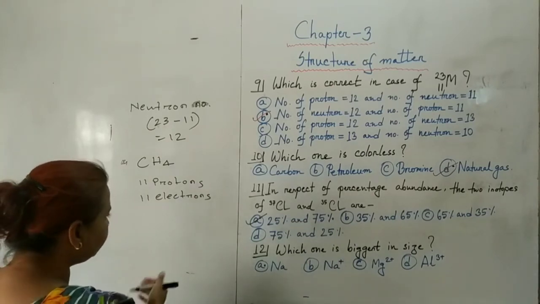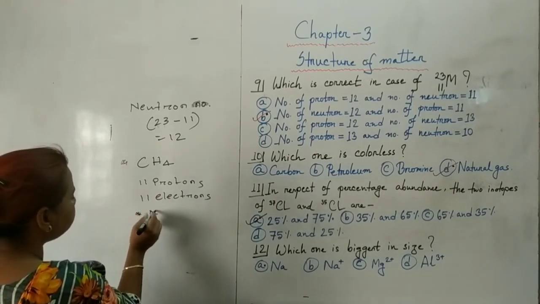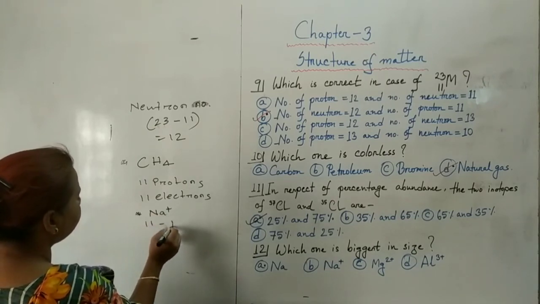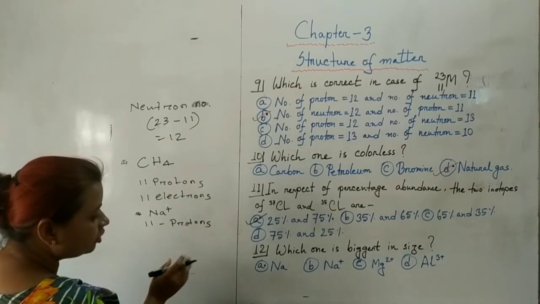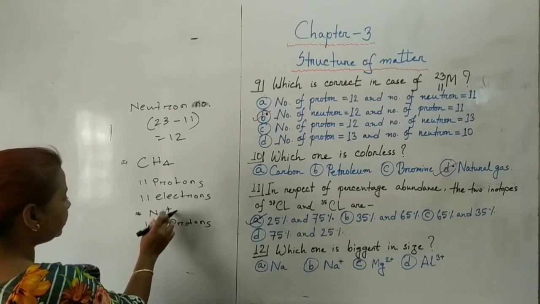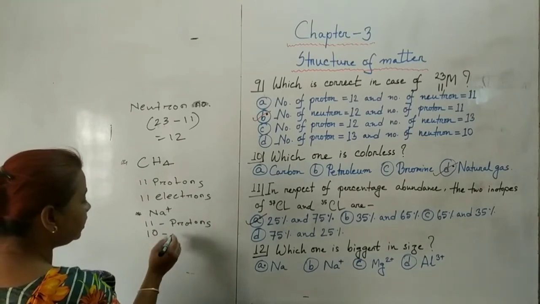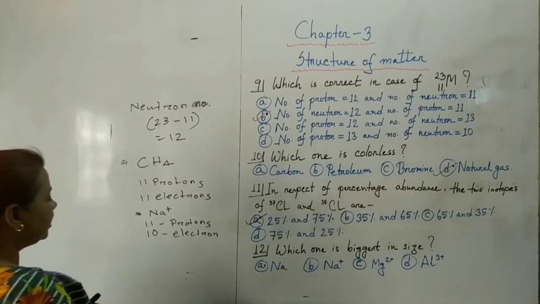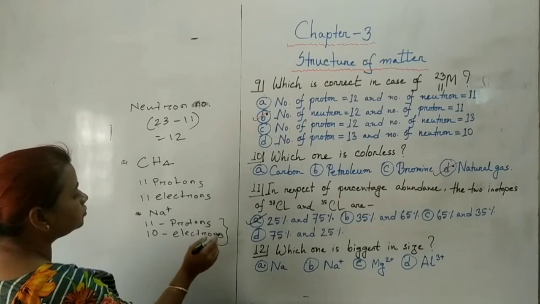But in case of sodium ion, the protons remain 11, but the number of electrons is decreasing. How many electrons? Na plus means one electron has been donated by sodium. In this case, electrons are 10. So 11 protons are attracting 10 electrons. In this case, this attraction force will be higher.